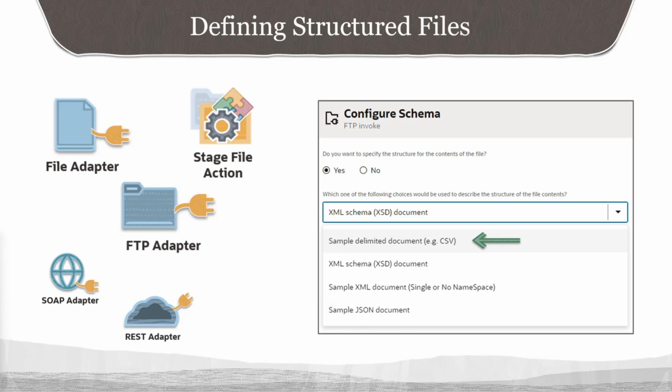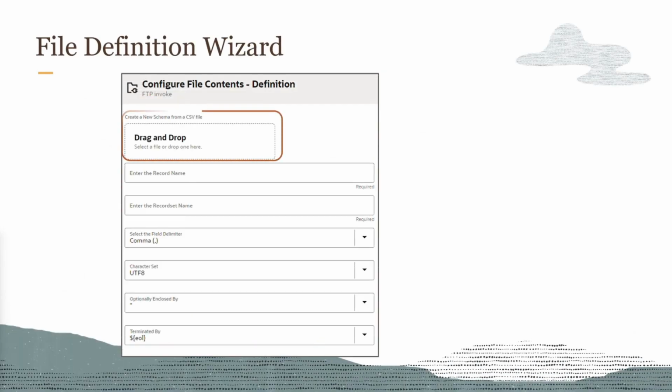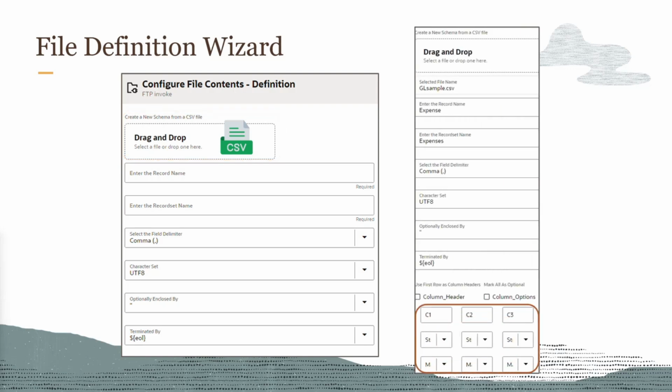Well, if it is a delimited format, such as CSV, fortunately, you can use the file definition wizard to generate a native XML schema. With that option, on the Configure File Contents page, you just select the CSV file from which to create the schema. Immediately, you'll see the content of the file displayed at the bottom of the page. You now provide a record set name, which will become the root element of the created schema file, and the record name, which becomes the parent element in the schema for the record names selected as column headers from the CSV file.